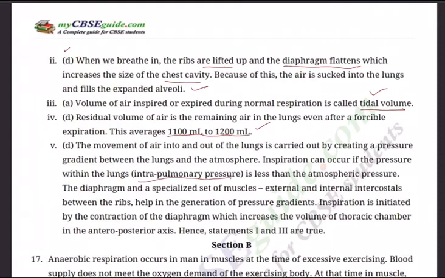Inspiration can occur if the pressure within the lungs, intrapulmonary pressure, is less than atmospheric pressure. The diaphragm and a specialized set of muscles, that is external and internal intercostal muscles between the ribs, help in the generation of pressure gradient. Inspiration is initiated by the contraction of the diaphragm, which increases the volume of thoracic chamber in the anterior-posterior axis. Hence, statement 1 and 3 are true.